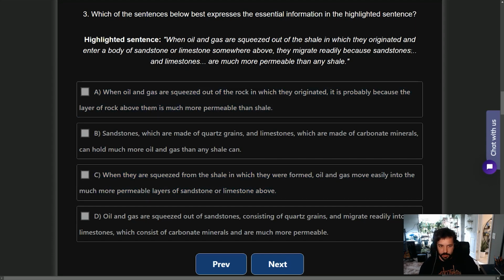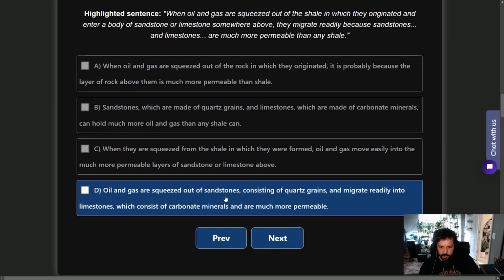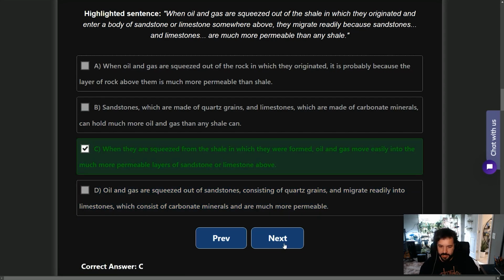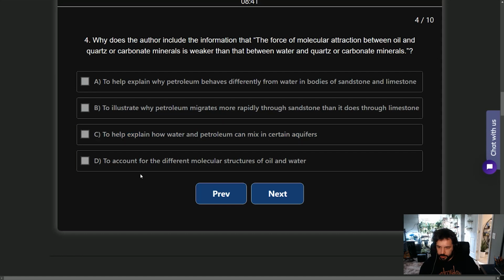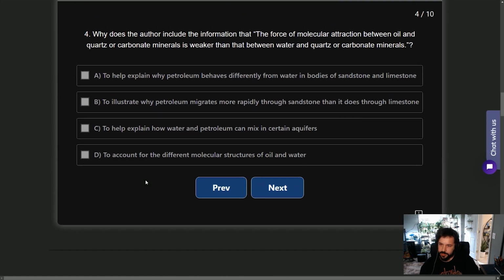Also in here, there was more information mentioned in parentheses. I removed those, not to confuse you. Oil and gas are squeezed out of sandstone, consisting of quartz grains, and migrate readily into limestone. No, this is saying they are actually in location 2 and then they go into location 3, which is not what happens. Let's see. Also on the side, as soon as you choose an option, if you scroll down, it actually tells you why they are correct or not correct.